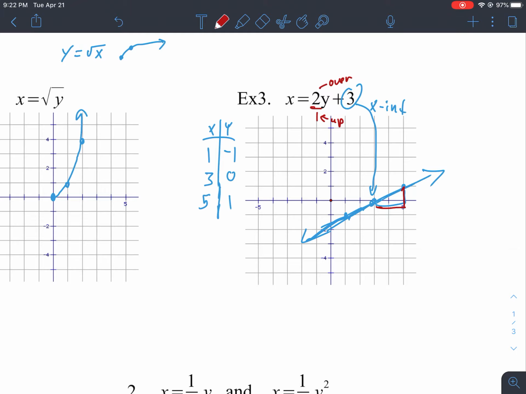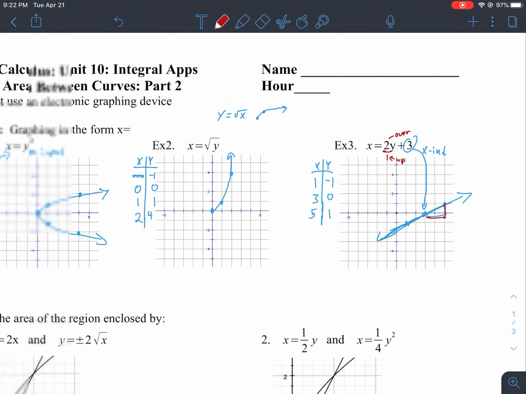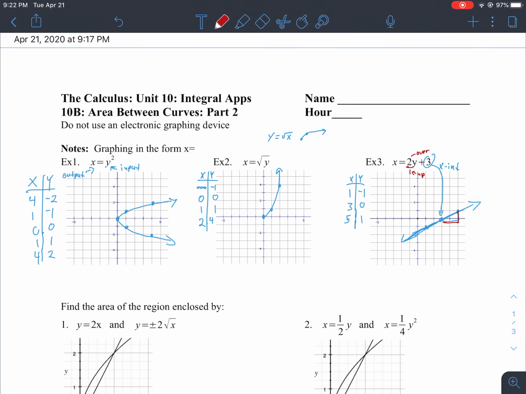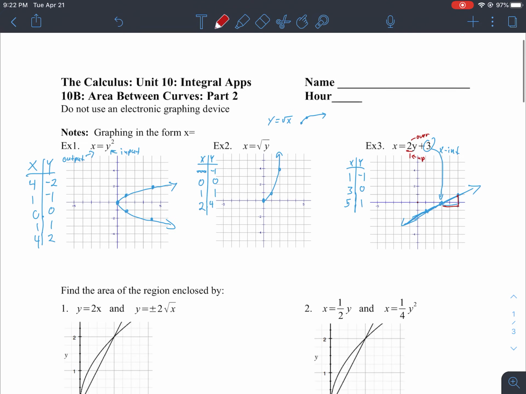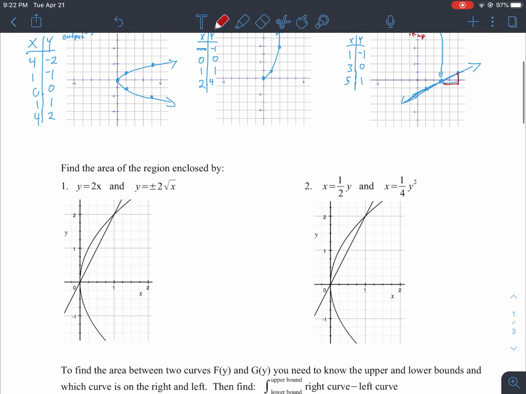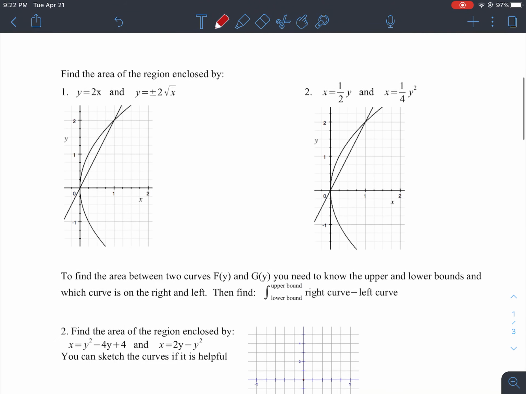So I tend not to memorize. I tend to get my lines confused occasionally, so I tend to just make a table. They don't pop up that often, and tables don't take that long. But that's a quick introduction to graphing in the form x equals. We are moving on.